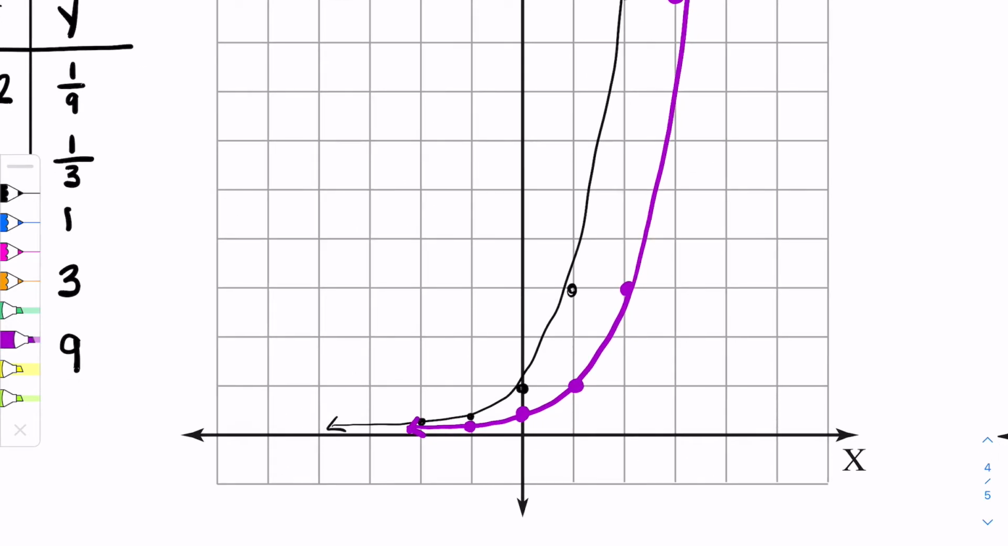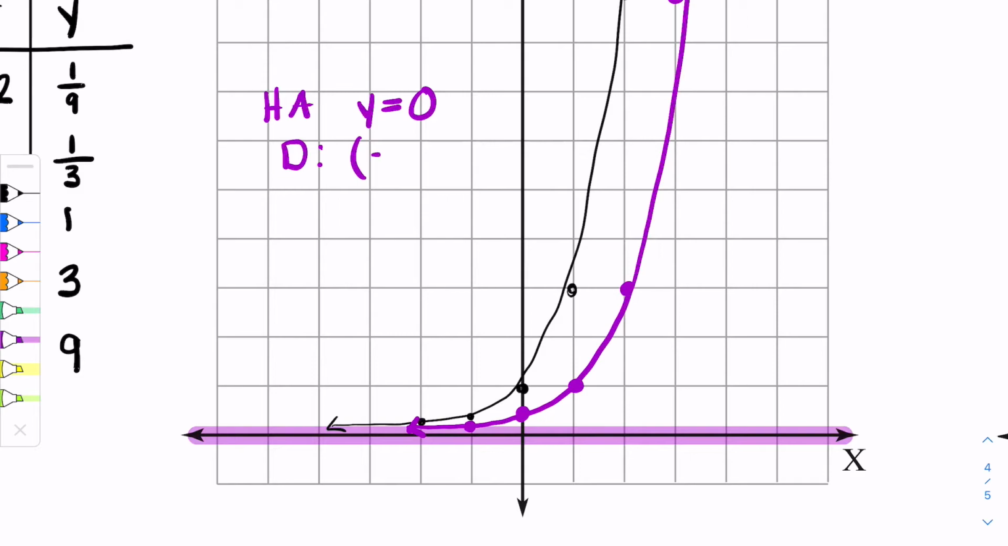The horizontal asymptote is still at 0. We did not shift this graph up or down. So I can still say that I have a horizontal asymptote at y equals 0. My domain is still negative to positive infinity. The range is going to be 0 to positive infinity. We did not shift this graph up or down, so it's still from 0 heading towards positive infinity.